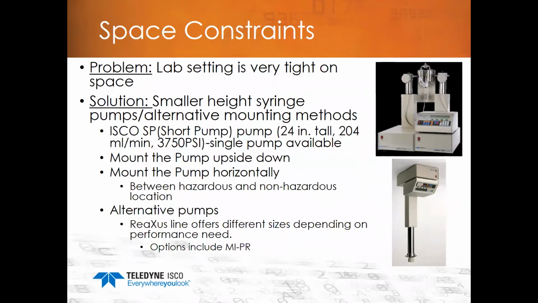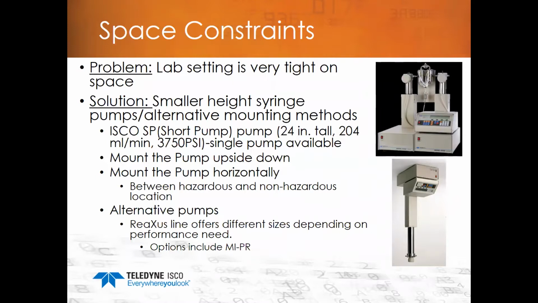First off, we have a version of a pump that's called a short pump. It's only 2 feet tall, and it goes to about 3,750 PSI and about 204 milliliters a minute. You can do single pump or dual pump in that configuration, and that is our 500 SP. You get the full, pretty strong power of a syringe pump, but with a much smaller height to save you space. There's a little picture in the upper right you can look at. So this comes into play if you need a different spot or different setup in your fume hood area.